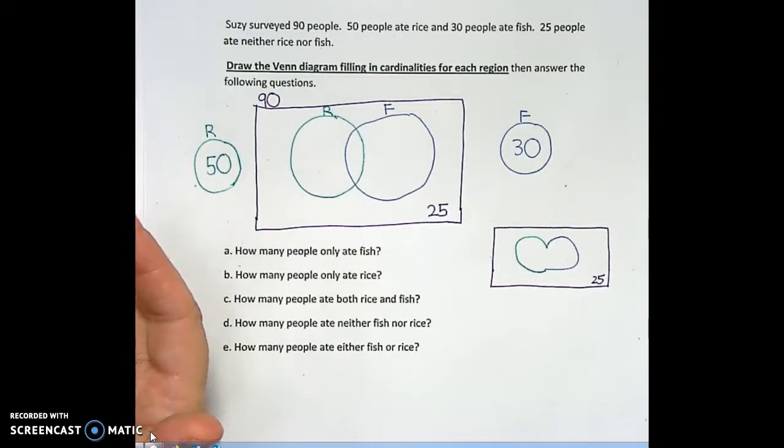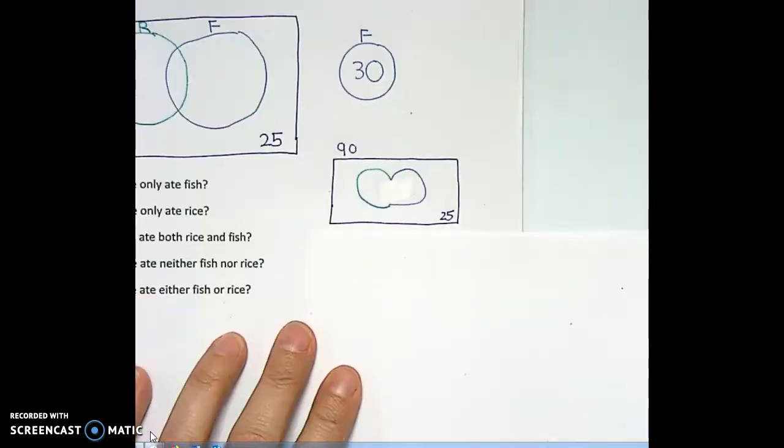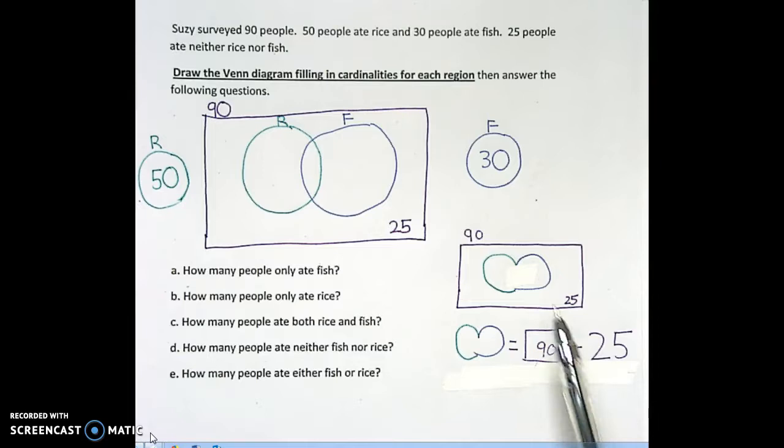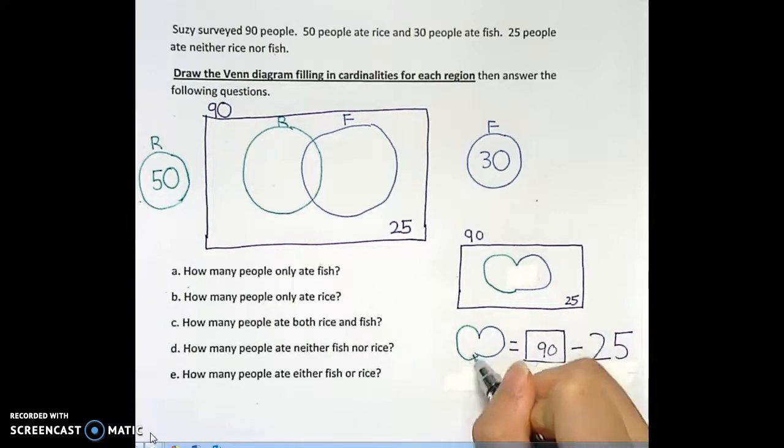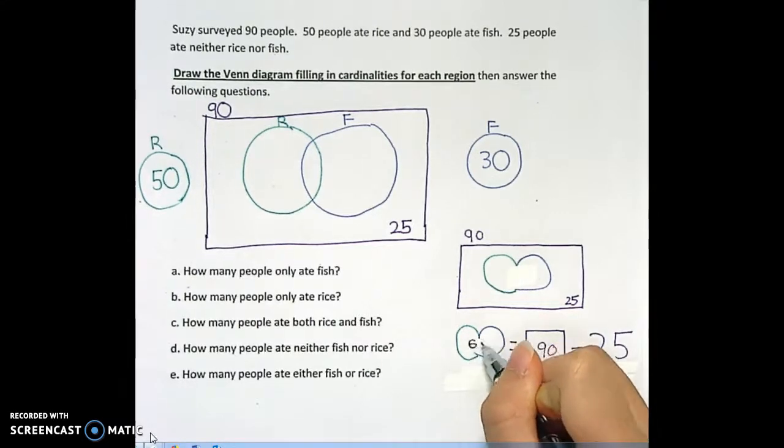Mm-hmm. Okay, so you see that. Do you think everybody can see it that way? No. Let's draw them a picture of what you see. Does that sound like a good idea? That sounds like a good idea. Okay, here we're going to start drawing. This is a picture of what I see. So we know that there's 90 people in total, and we know 25 ate neither rice nor fish. So we know that 90 minus 25, which is 65, is in the union.